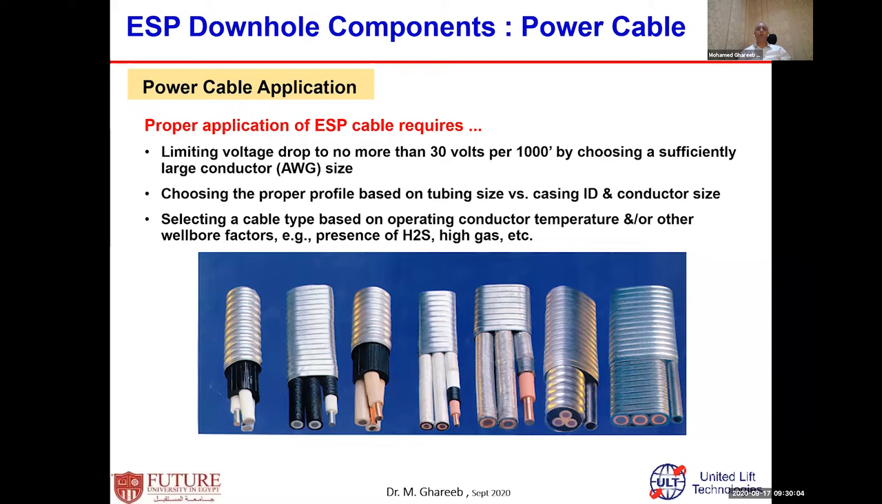For example, if I have a well producing from 10,000 feet, then the voltage drop across the cable should not by any means be more than 300 volts. That means if the voltage required to run the motor is 2000 volts, then the voltage at the surface should be 2300. Usually we choose much less than that, but this is a limitation.